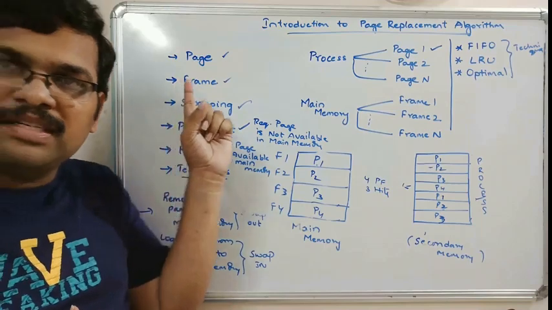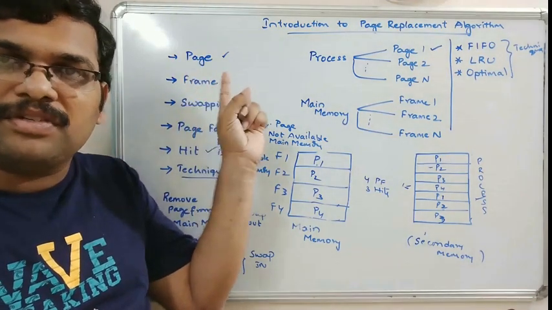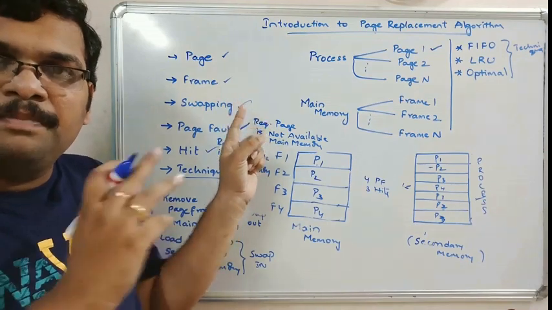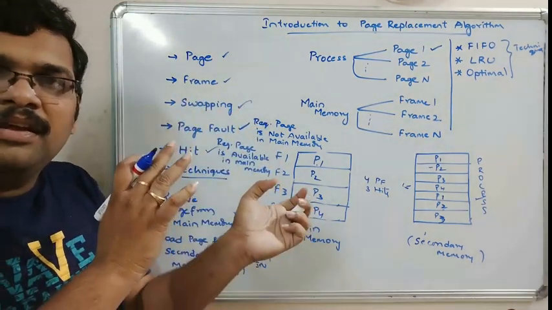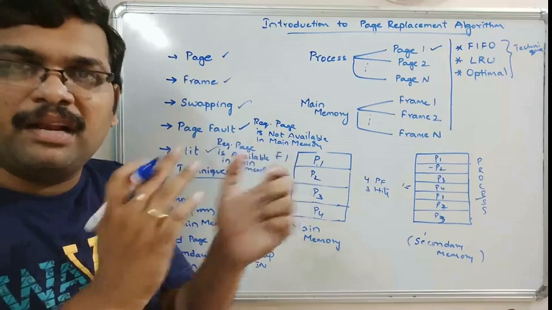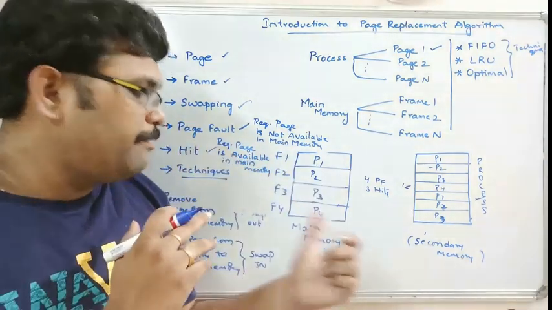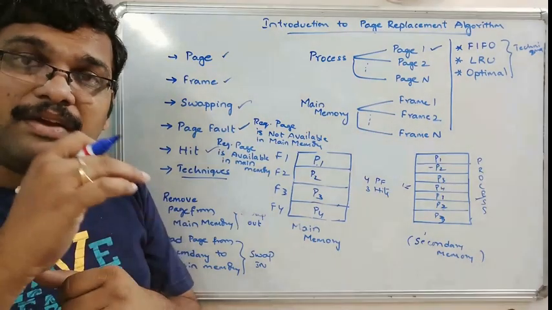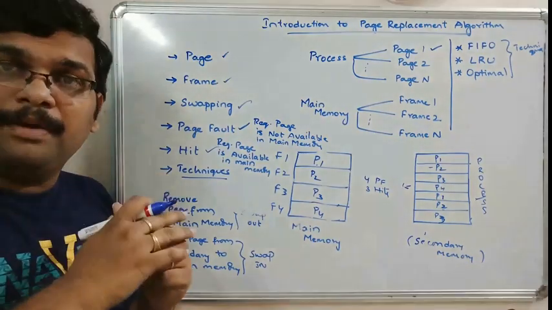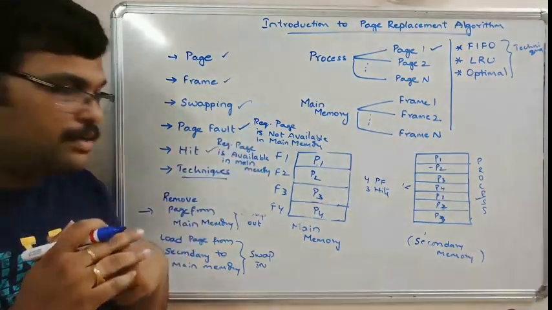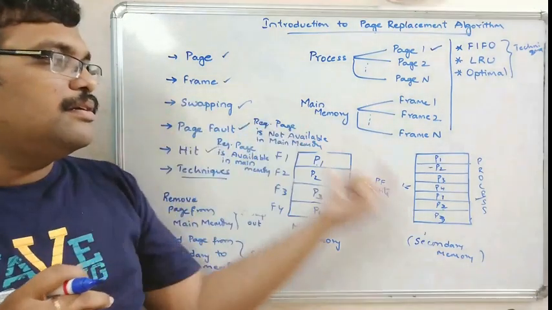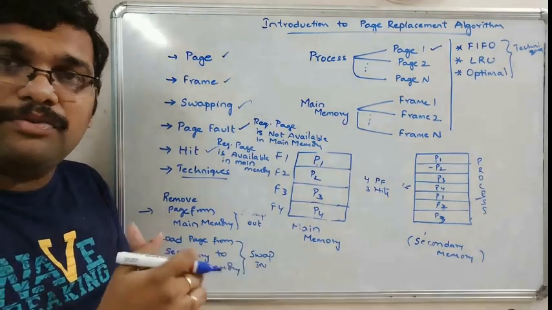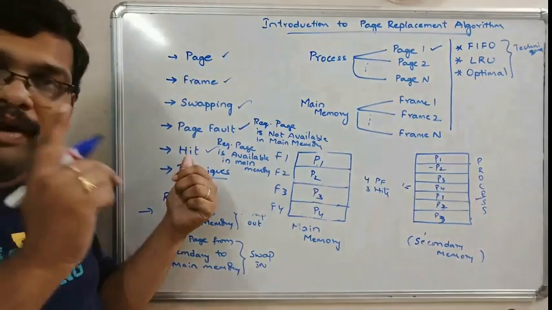Page is nothing but a part of a process. A frame is a part of a memory. Swapping means replacing the pages from secondary memory to main memory. Page fault: if the required page is not available in the main memory, then this page fault occurs. And hit: if the required page is available in the main memory, we have to do nothing. That is called a hit.